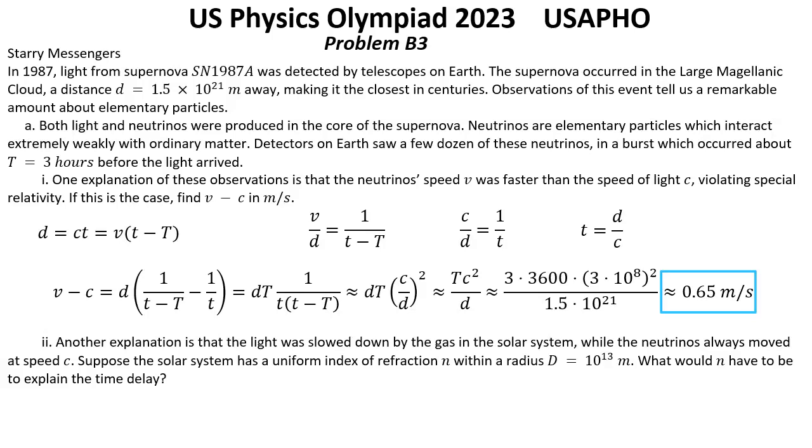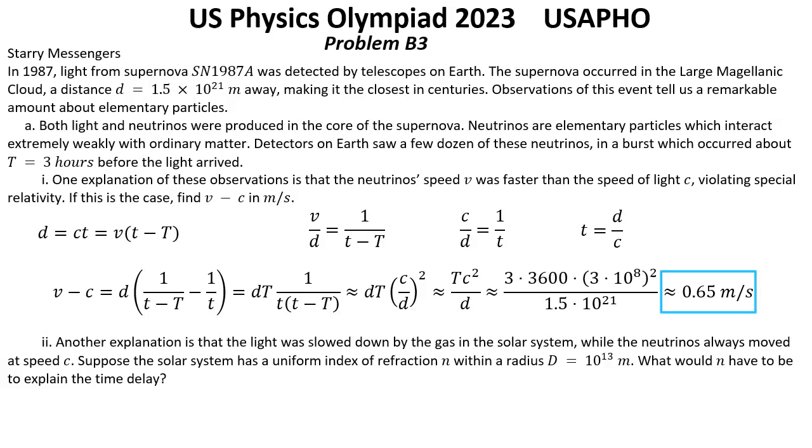Question 2. Another explanation is that light was slowed down by the gas in the solar system, while the neutrinos always moved at speed c. Suppose the solar system has a uniform index of refraction n within a radius d equal 10^13 meters. What would n have to be to explain the time delay? Solution.